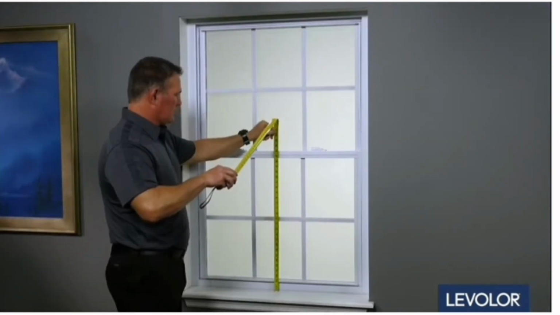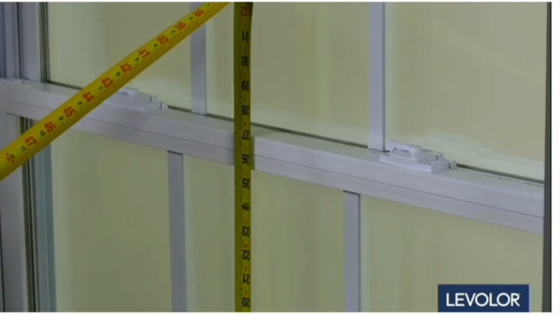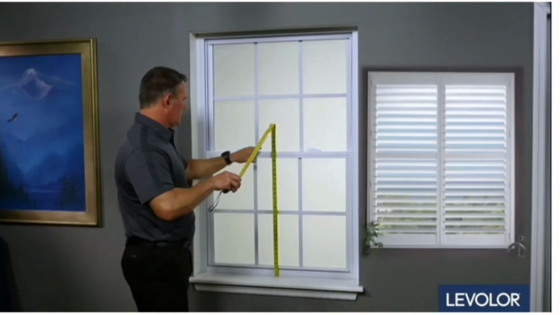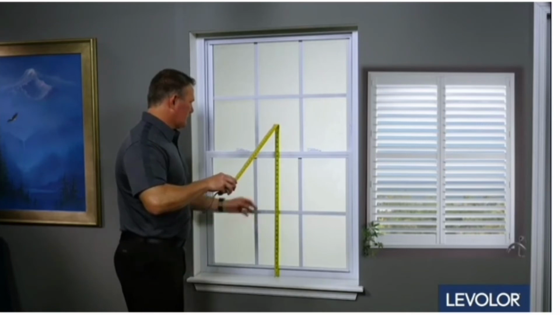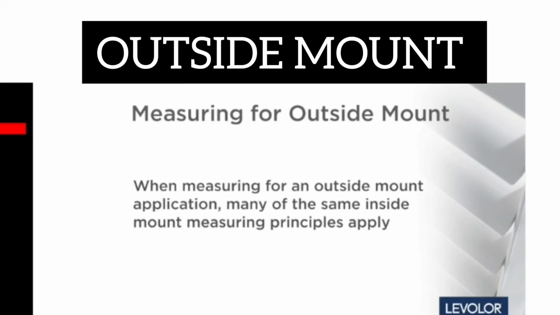For inside mounts, measure up from the windowsill or the bottom of the shutter to the center line of where you would like the divider rail located. Look for a natural visual obstruction, like overlapping window sashes, and measure to this point. The divider rail will help cover these obstructions. Outside mount application.